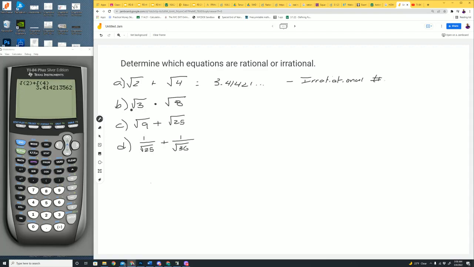Now the next one is the square root of 3 times the square root of 8. So here we're going to go again, the square root of 3, close parentheses, times the square root of 8. I see 4.898979, so I don't see any pattern, it doesn't stop, and it doesn't repeat. So what this means, it's another irrational number.